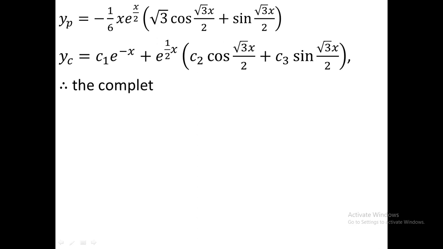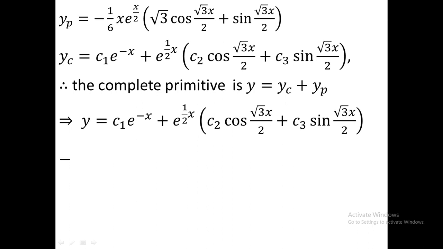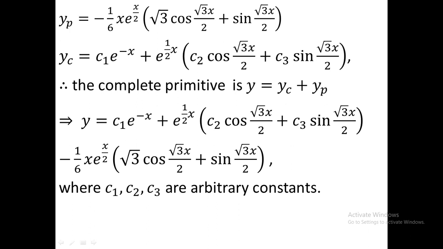Therefore the general solution or complete primitive will be y equal to yc plus yp. So y equal to, I just write down the yc here, and plus this is yp, and therefore this will be minus 1/6 x e to the power x by 2, this. Where c1, c2, c3 are arbitrary constants. This is the solution. I hope that you understand my video.